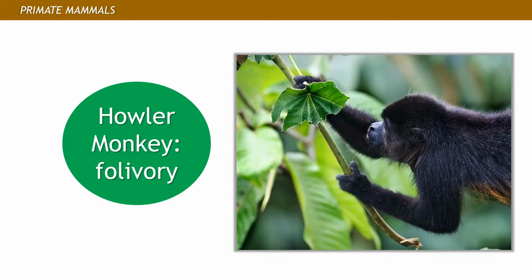We also have howler monkeys, much larger than tarsiers. They engage in folivory. That means that they focus on plant foods, foliage mostly. And they're actually pretty picky eaters, so they'll pick off the parts of a giant leaf that they want to eat and they'll throw the rest of it down onto the ground. It makes it easier to track them in the rainforest.